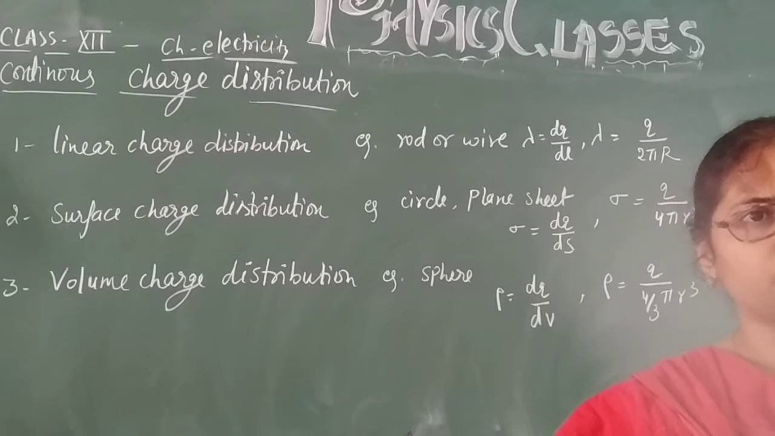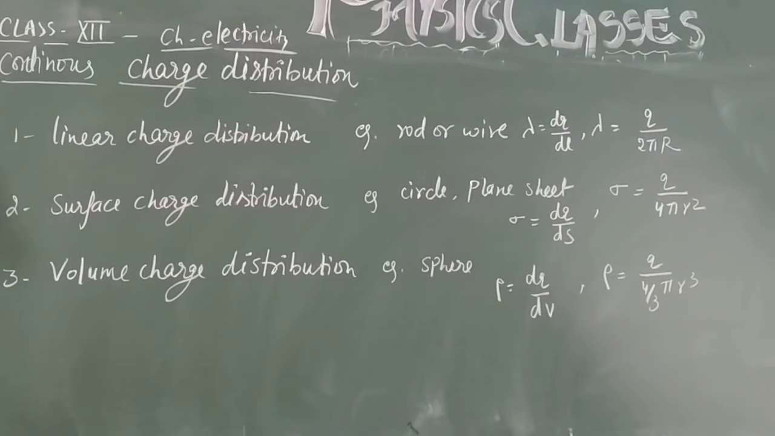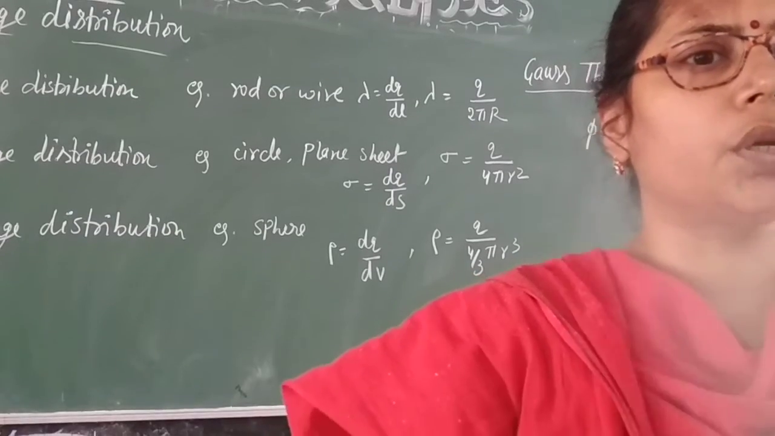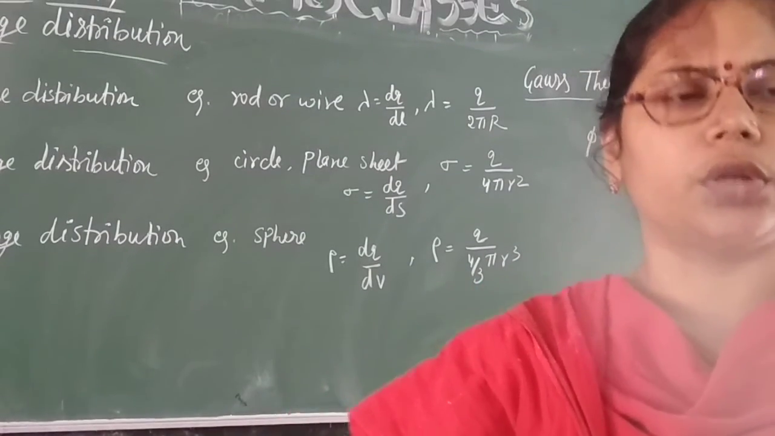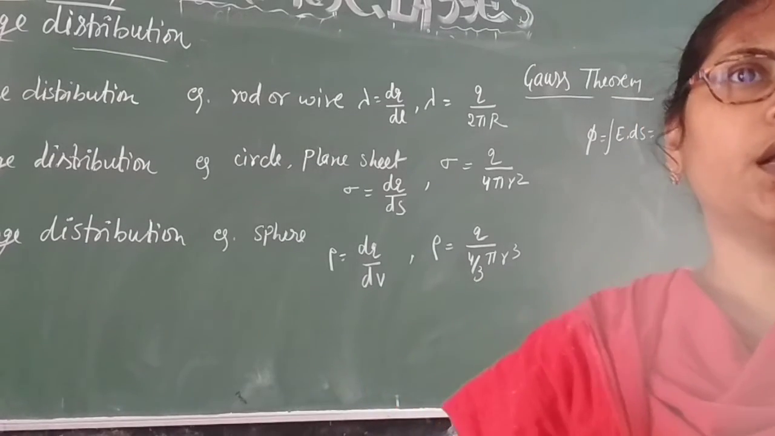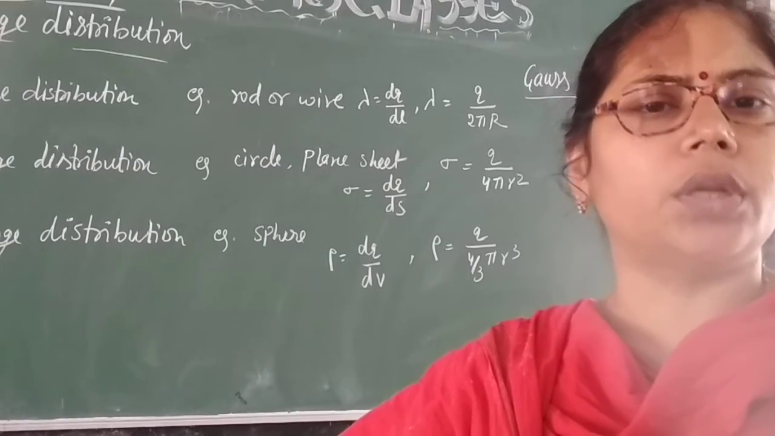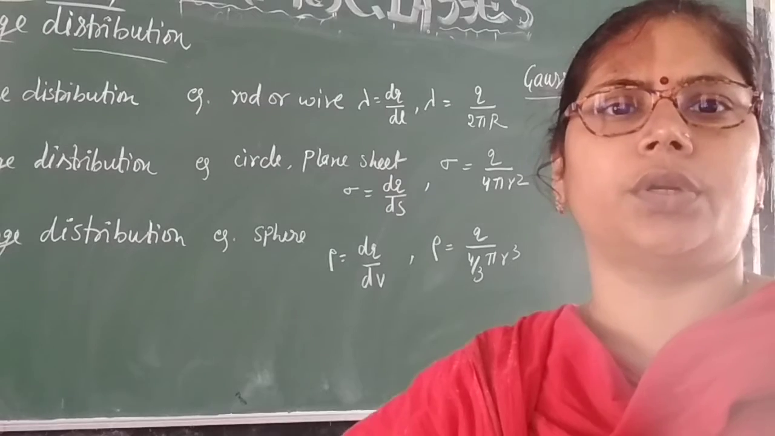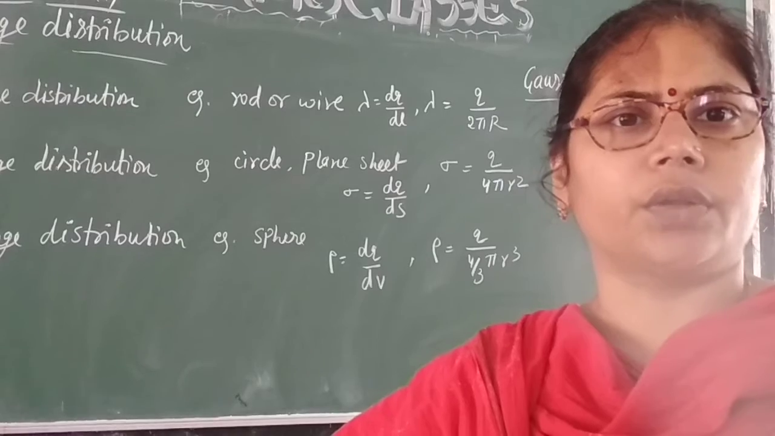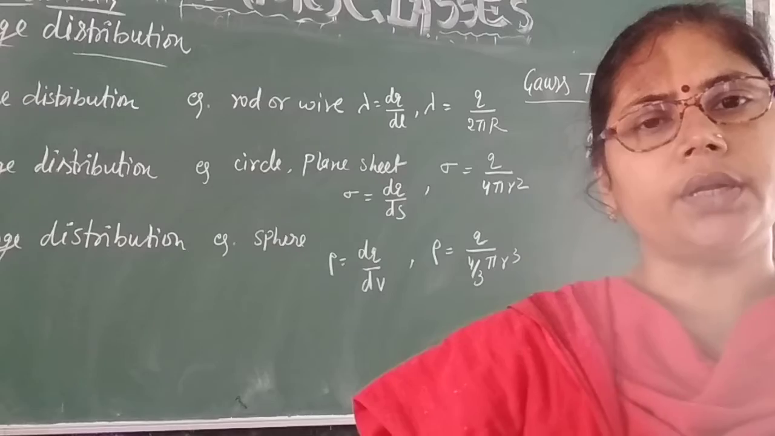Our next topic is Gauss law and Gauss theorem. What is Gauss theorem? Gauss is a scientist who gave a way of finding the electric field for different types of bodies. We can calculate the electric field by using Gauss theorem in an easier manner, without lengthy calculation, for a rod, wire, sheet, or sphere.